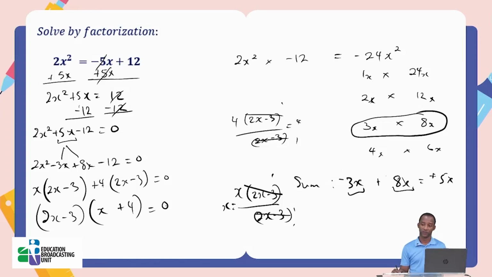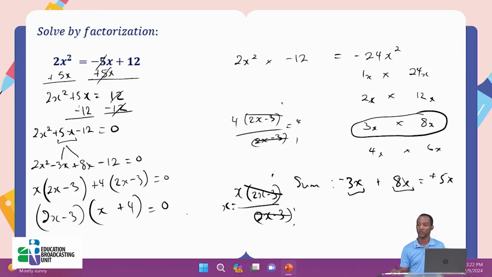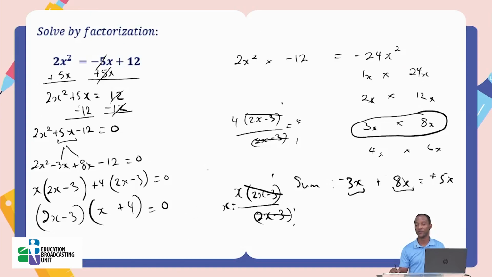Now we're not finished. We have factorized the left-hand side of the expression, the 2x squared plus 5x minus 12. But we now need to find the value or the values of x because we are solving. When we're solving, we want to find the value of the unknown. Okay, so we need some space here. So let's look at it.